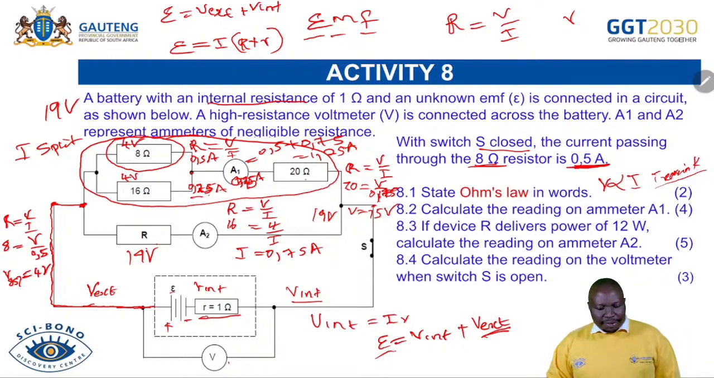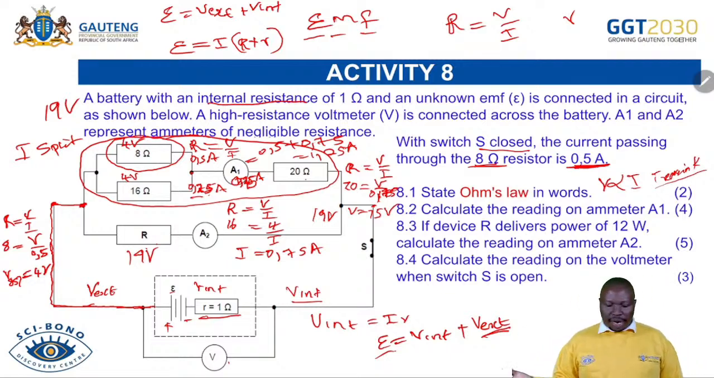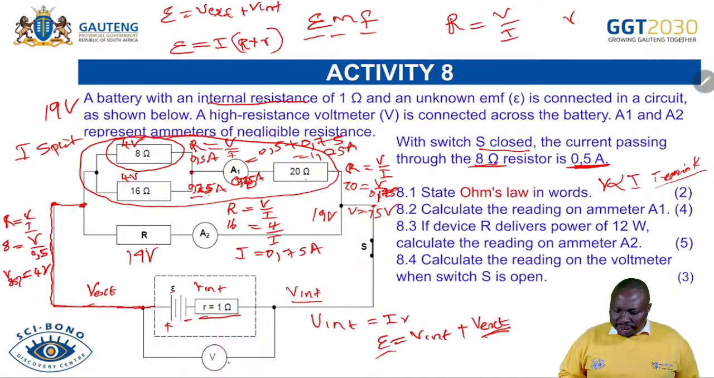Calculate the reading on the ammeter A1. We just did that because we added the 0.75, that one and the other one. Then you're able to get your answer with no problem. Now, if you check, you will see that question 8.2 said calculate the reading on the ammeter A1. So you said it's 0.75 because you added the two, they give you A1 there.